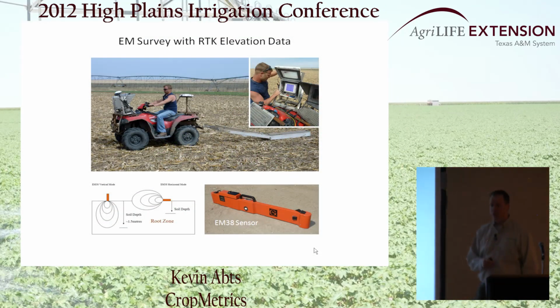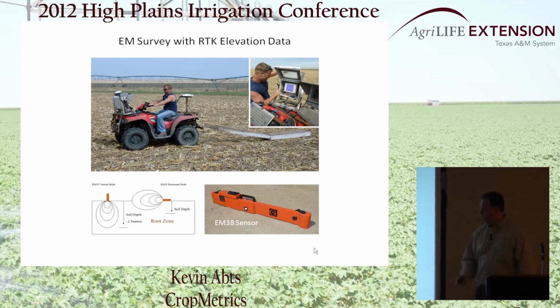So we talked about the EM survey. Some of you may be familiar with what's called a Veris EC. An EC cart basically drags across the field. It has coulters, it goes through, and it measures the electrical conductivity. EM is very similar. You pretty much get the same result. This here is what's called an EM38 sensor.